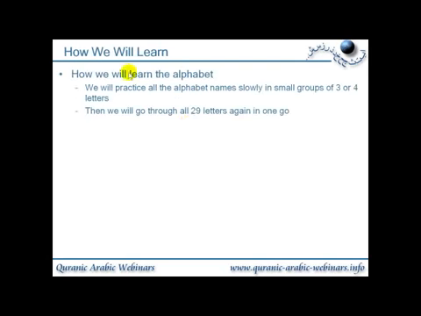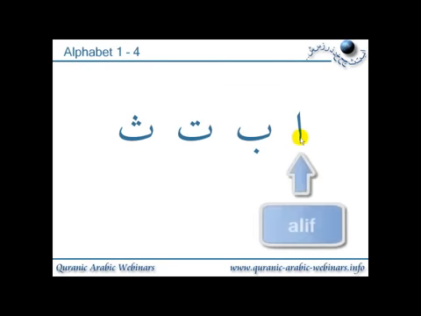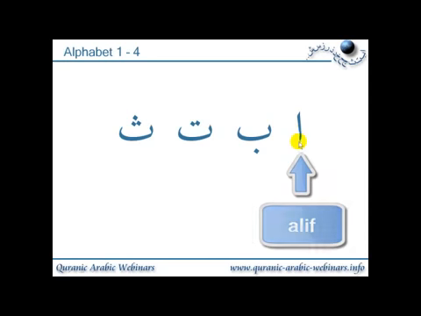How we will learn then. We will practice all the alphabet names slowly in small groups of 3 or 4 letters. Then we will go through 29 letters again in one go, so the whole alphabet. Alphabets 1 to 4. The first alphabet, which is just like a vertical line, is known as alif. And although it's one of the alphabets, it behaves in Arabic as a long vowel, i.e. it helps us to lengthen certain sounds.